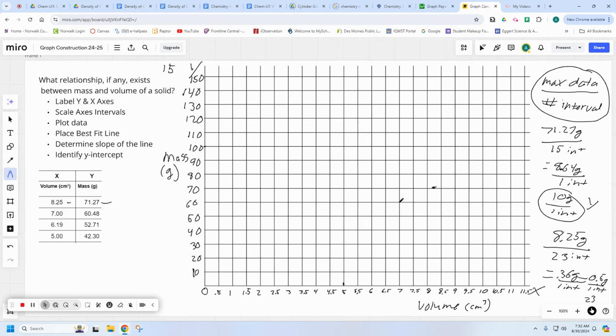So here's 60, and it's 0.48, so that's really tough to imagine being too far beyond the line. So I'm placing it as close as I can. The next one, 52.71, and I'm going to try to find its partner, 6.19. Here's 6. 6.19 is barely over that 6 mark. 52. I know 55 is about halfway, so I'm going to go 52 right about here.